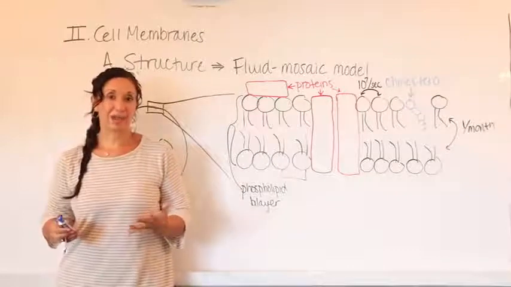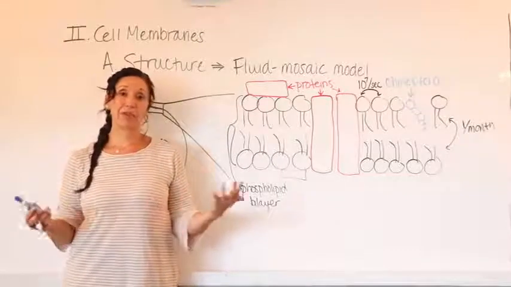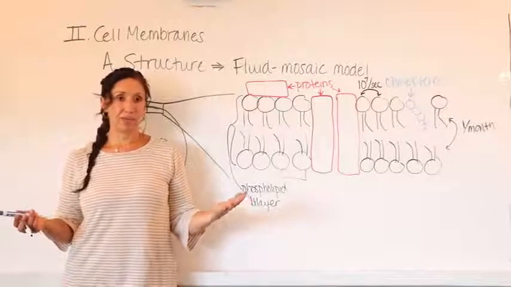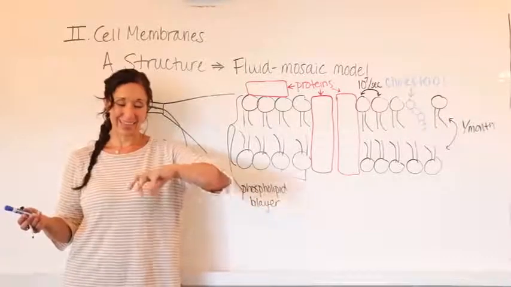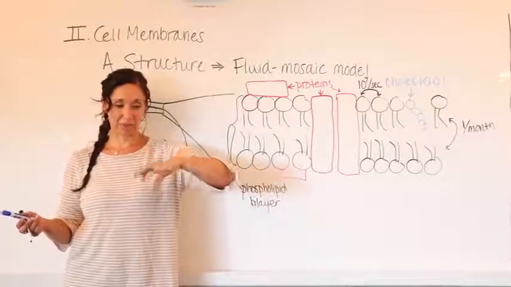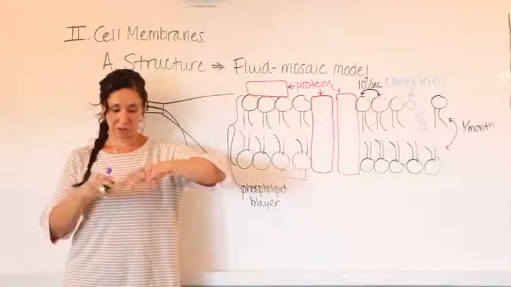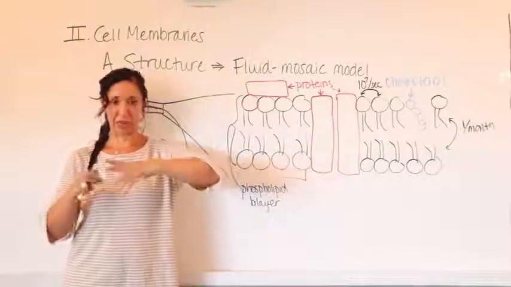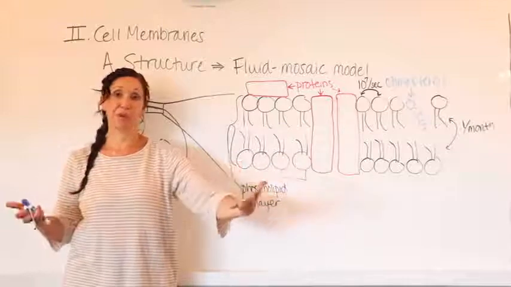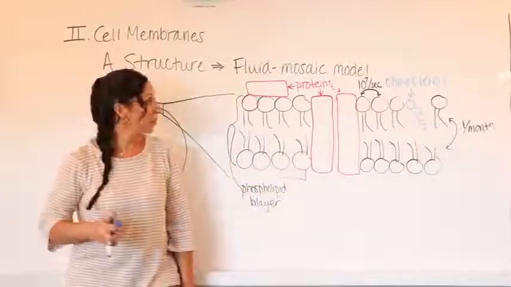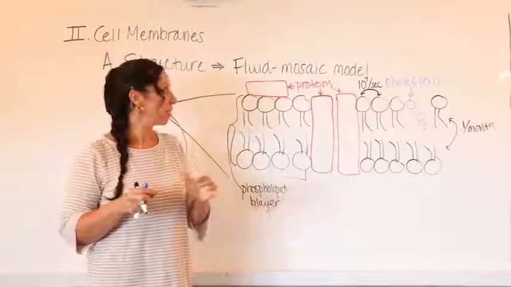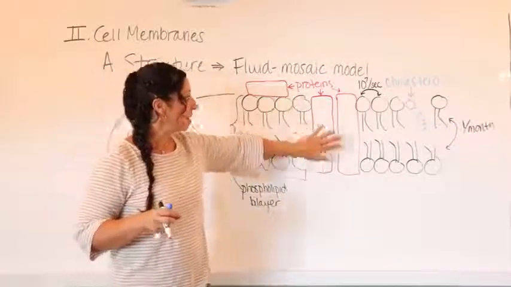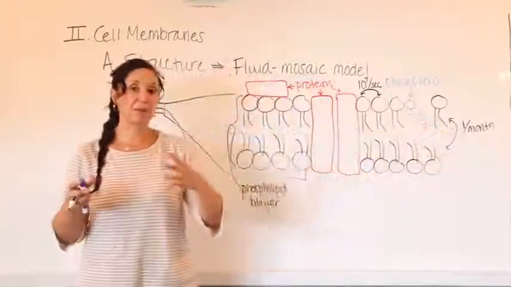The mosaic part: if you've ever made a mosaic or seen a mosaic in art, and I've tried to make one in the past, you get different pieces of glass or ceramic and you put them all together, then you put the grout in between and you get this beautiful mosaic. There are many ways to make mosaics; that's one I've tried. And those mosaic pieces don't move. So the proteins and the cholesterol are part of the mosaic.